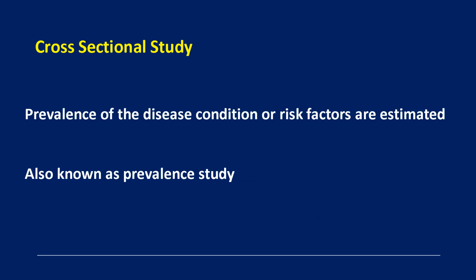Cross-sectional study is otherwise known as prevalence study. Why is it known as prevalence study? Prevalence of the disease condition or prevalence of risk factors are estimated in a cross-sectional study. So it is known as prevalence study.